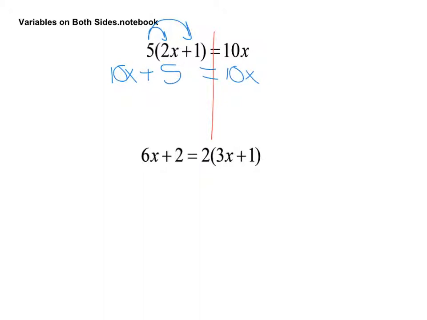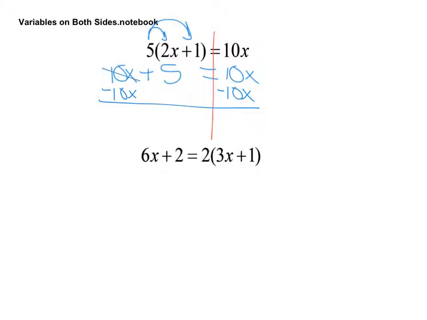10x. Nothing to distribute on the right. Is there anything to combine on the left? Nope, not like terms. Anything to combine on the right? Nope, it's all over there by itself. So I'm going to move the smallest variable. Well, 10x and 10x are the same thing, right? But I still got to move one. So how do I move a positive 10x? I subtract it. I'm going to subtract 10x from both sides.